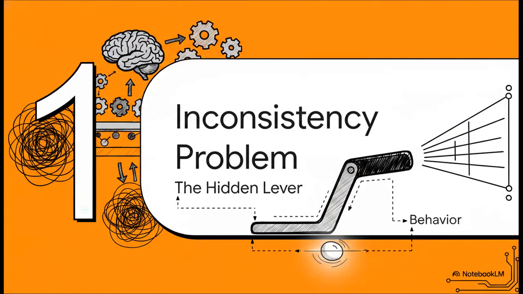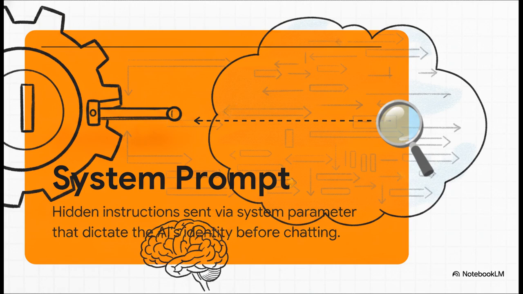All right, Section 1, the inconsistency problem and the hidden lever. Let's get right into what's actually driving the AI behind the scenes. That hidden lever we just mentioned, that is your system prompt. Basically, a system prompt is a set of hidden instructions passed right through the system parameter, and it runs before you even type the word hello. It's all processing quietly in the background.